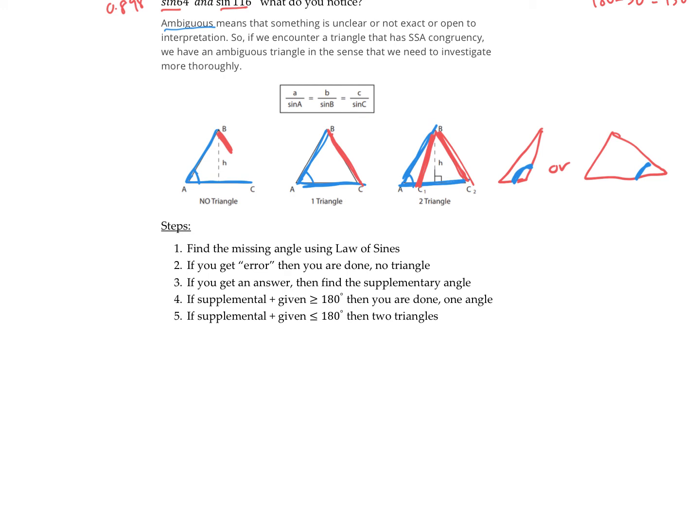If you get an answer, you're then going to find the supplementary angle. And then we're going to check. If we take the supplementary plus the given and it's more than 180, you only have one triangle. If you take the supplementary and the given angle, which is less than 180, you could have two possible triangles. So that's the steps that we're going to look at.